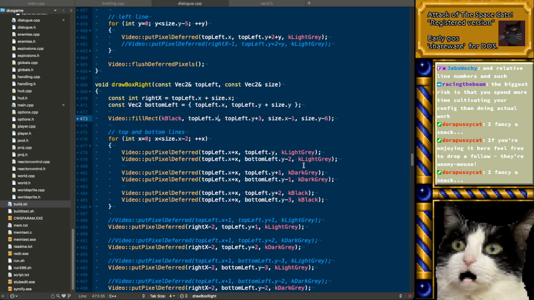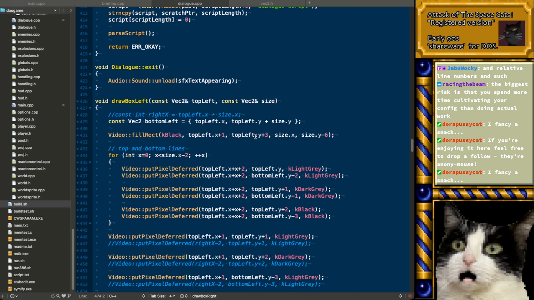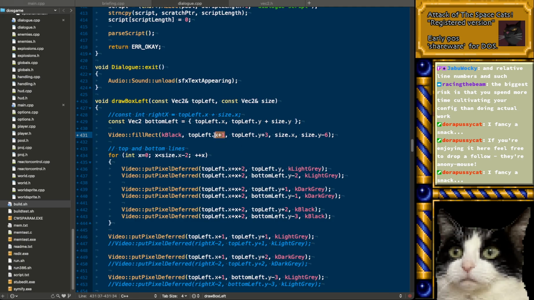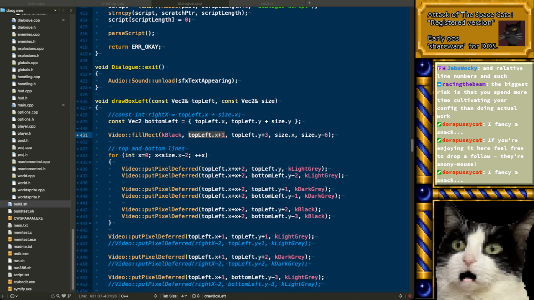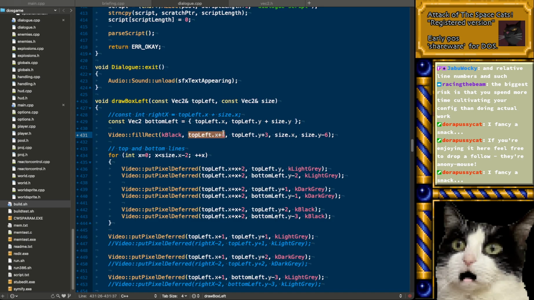Fill rect of top left X, that should not be right. Oh, this is drawbox right. Yeah. Oh, look at that one. Right. That is correct, but it doesn't look right. Does it? It's right. I'm going to say that's just a pixel too short. It's already on size X. And if it's already starting from one pixel to the right, that should be one pixel less than that anyway.